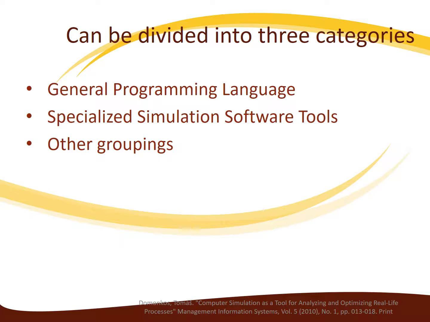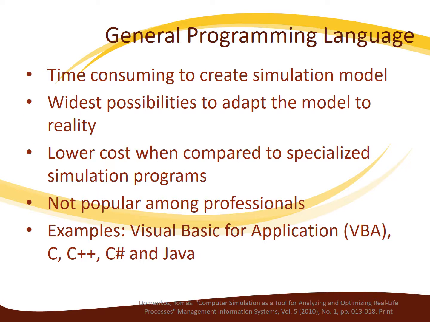Process modeling programs can be divided into three categories: general programming language, specialized simulation software tools, and other groupings. When using a general programming language, it is typically time-consuming to create simulation models. It does, however, provide the widest possibilities to adapt the model to reality, and it provides a lower cost when compared to specialized simulation programs. However, it is not very popular among professionals.